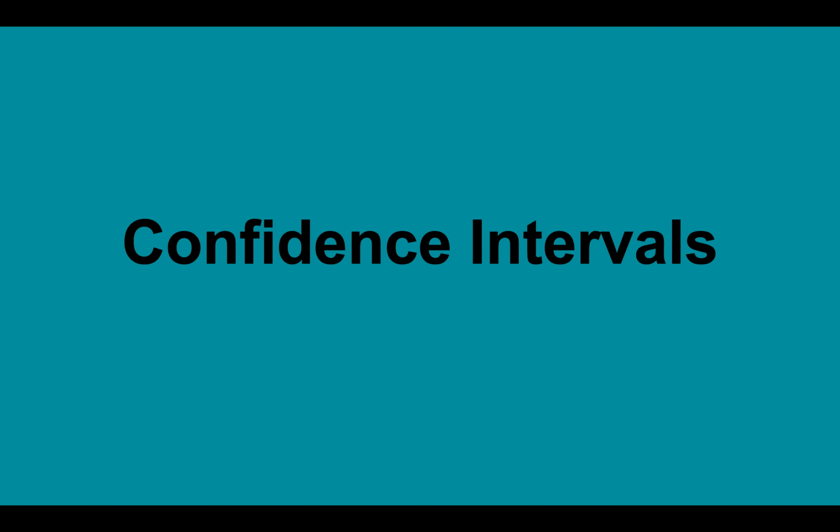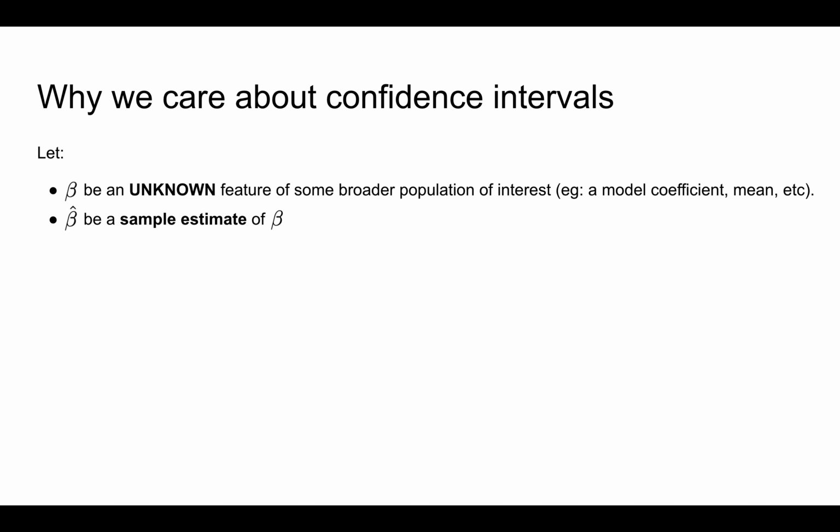In this video, we'll discuss how to construct and interpret confidence intervals. But first, let's remind ourselves why we care. To this end, suppose we're interested in some population feature beta. For example, beta might be a model coefficient, a mean, or any other feature of the population. If we don't have access to data on the entire population, we can instead collect some sample data and estimate beta by beta hat, the corresponding sample feature.